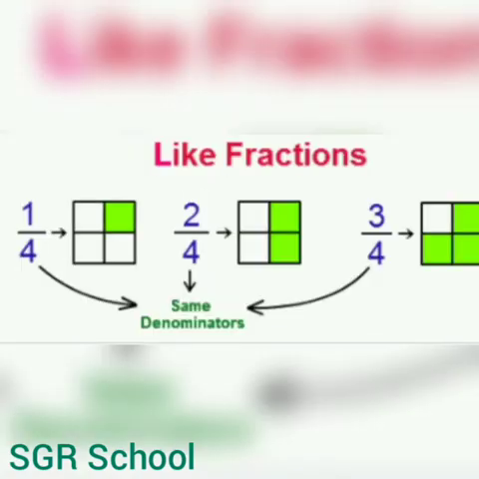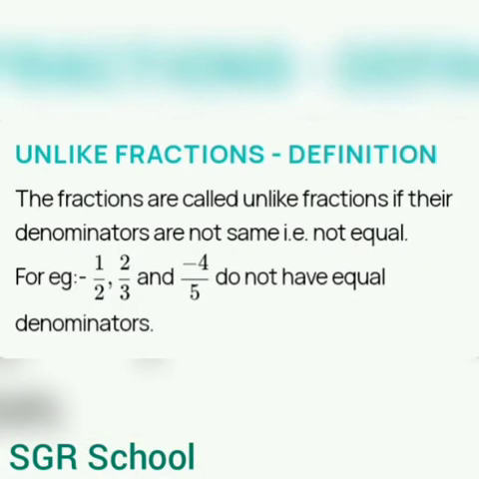Here is an example of like fractions. We can see that in the first fraction the denominator is 4, in the second fraction, 2 by 4, the denominator is also 4, and in the third fraction the denominator is 4. So all three fractions have the same denominator.